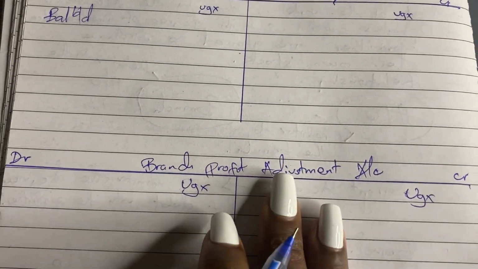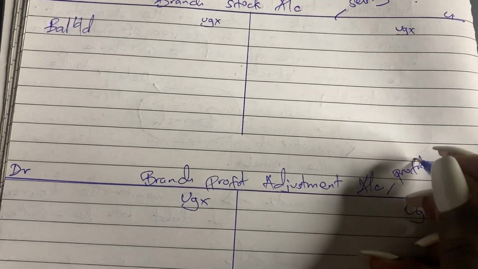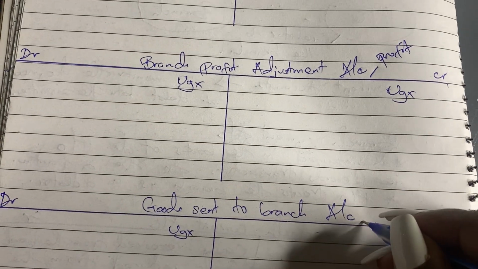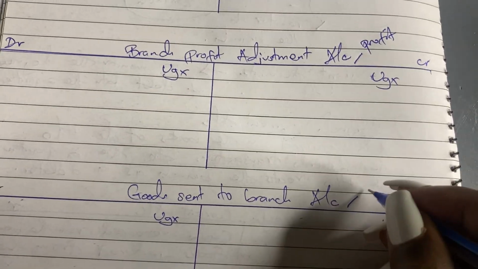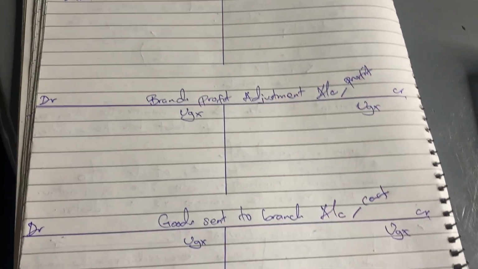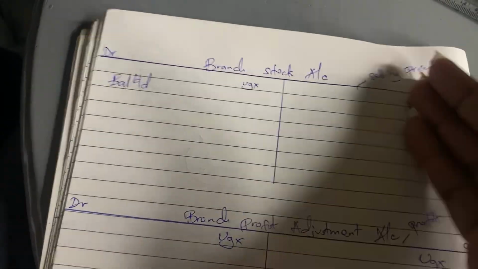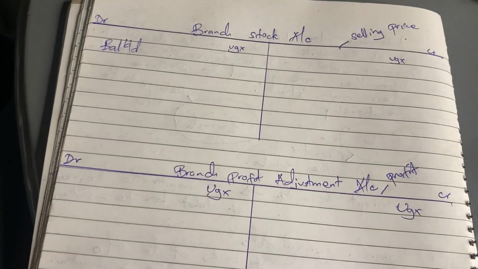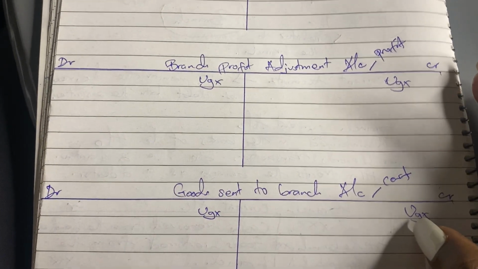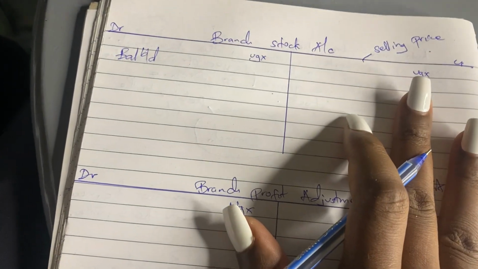For the branch profit adjustment account, we use only the profit amount. Then for goods sent to the branch account, we use the cost. So only these 3 accounts change. The rest of the accounts, we use the figures as they were given in the question. But for the branch stock account, we use the selling price, which are the figures given in the question. Then for the profit, we shall see how to calculate it. That's how we prepare it.